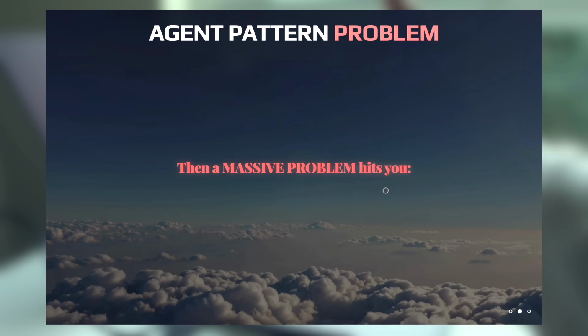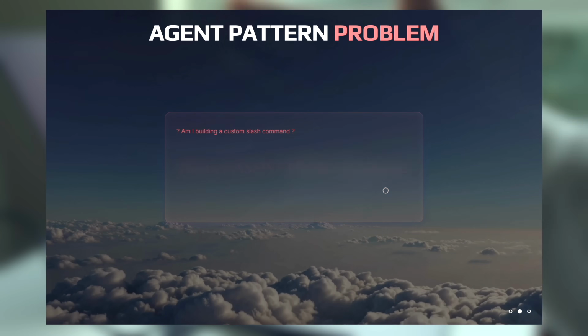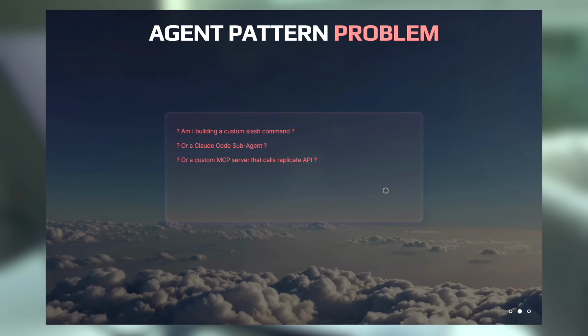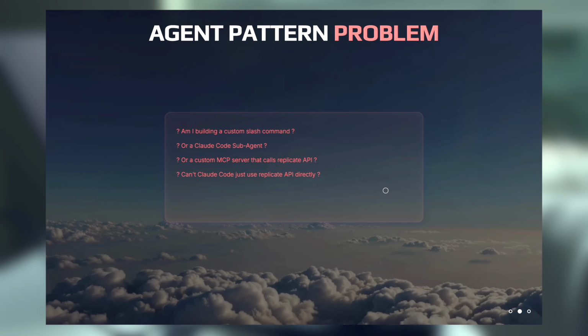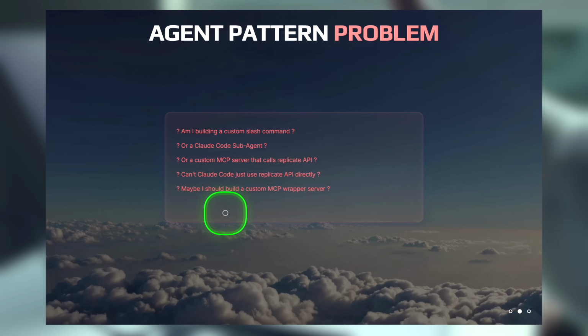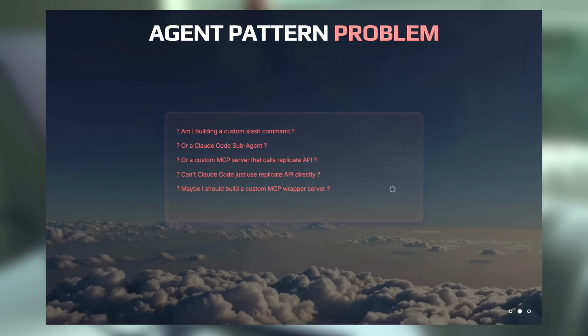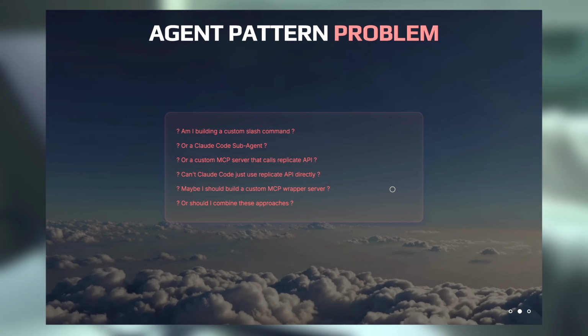Then a massive problem hits you. Are you building a custom slash command, or a Claude Code subagent, or a custom MCP server that calls the Replicate API? Can't Claude Code just use the Replicate API directly? Is this just an ad hoc one-off prompt? Or maybe you should build a custom MCP wrapper server to hit the API directly, to hit other services you want to embed. Or maybe you should combine some of these approaches, right?